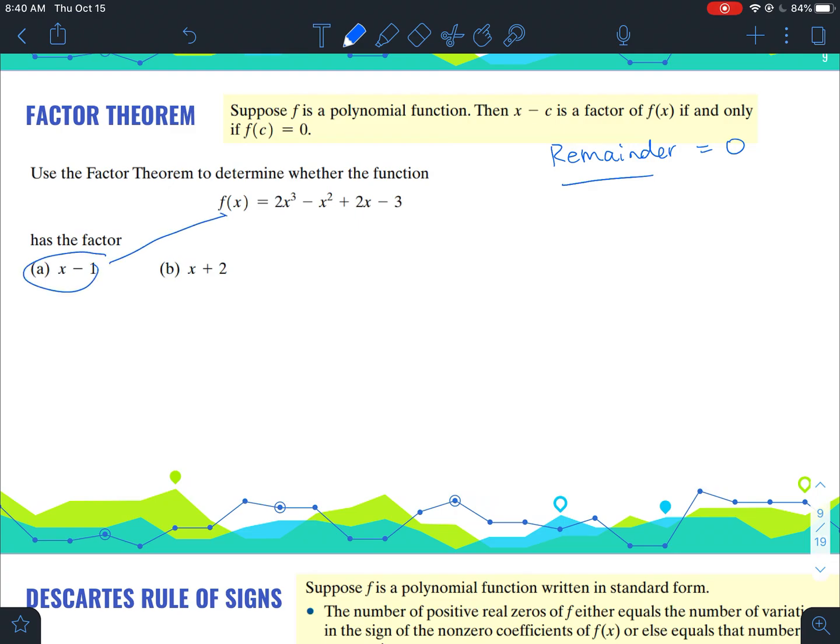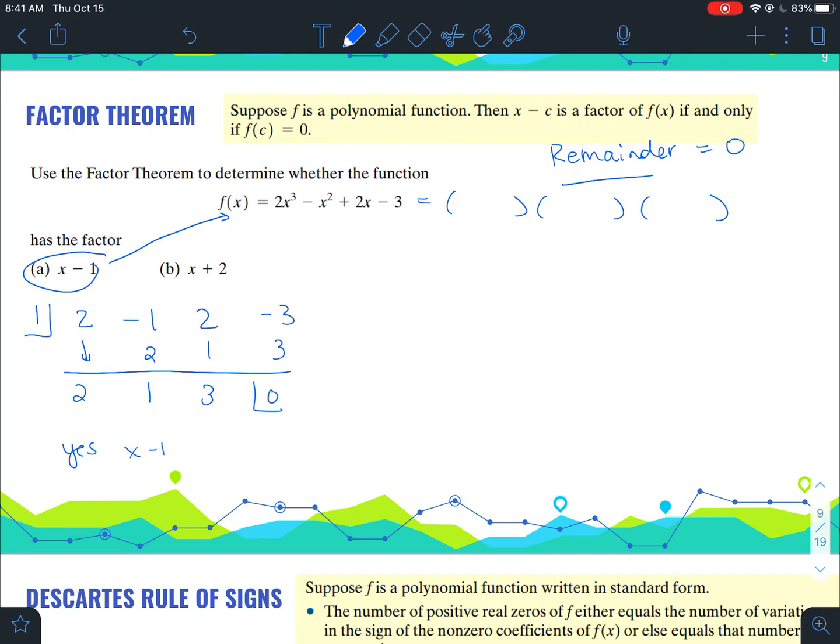So if I want to know, is x minus 1 a factor of this? Meaning if I tried to factor this into its factors, would x minus 1 be a factor? Well, we would divide it out, and we would want the remainder to be 0. So I have 2x cubed minus 1x squared plus 2x minus 3. So bring down the first term. So this would be 2, 2, 1, 1, add going down 3, 3, 0. So yes, x minus 1 is a factor.